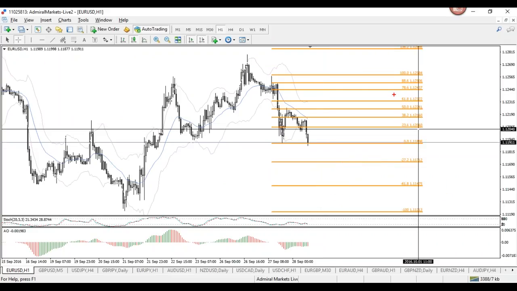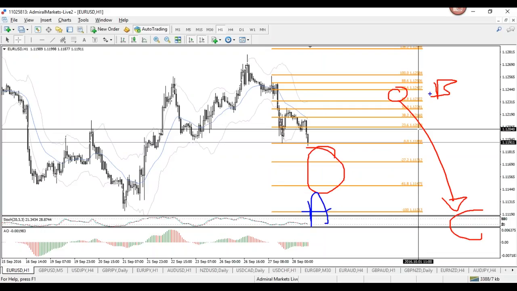Obviously, I like this turn here, the end of B, the start of C, the most. But there could be maybe, let's say, the last push within this A could still be maybe worth looking at.